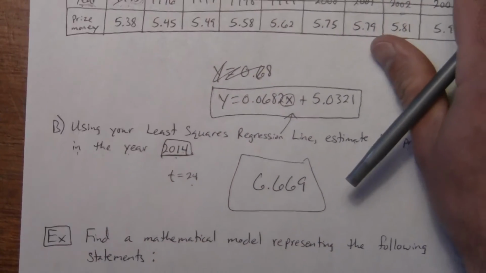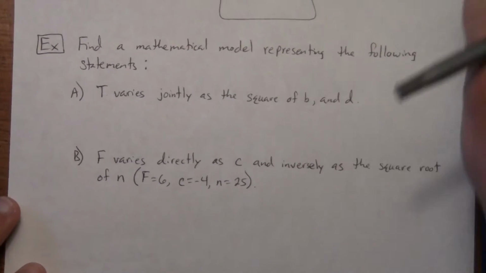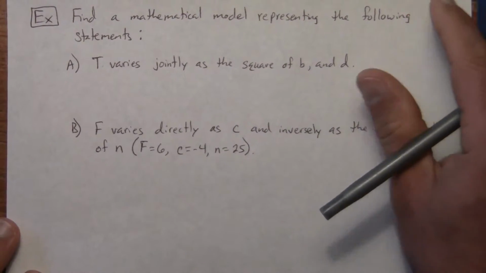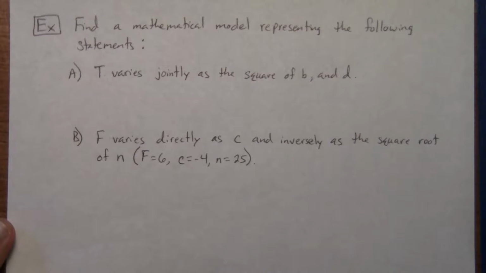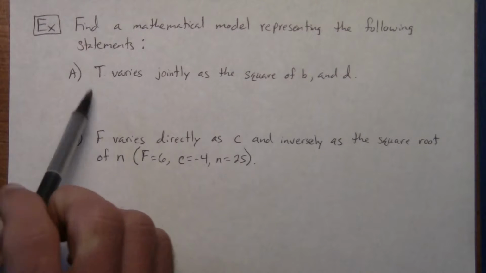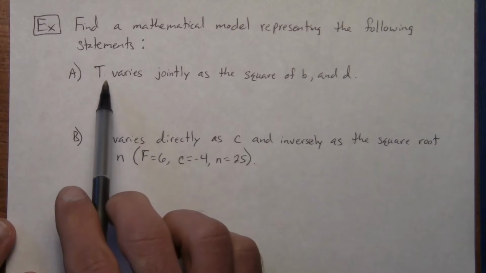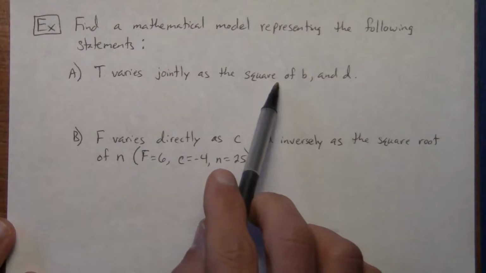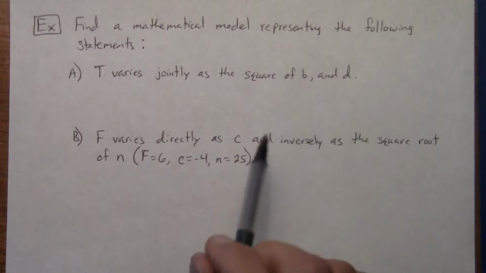All right, that was one type of problem. The other types of problems that you see, and you see quite a few of them, deal with finding a mathematical model to represent a statement. And you have one chunk of problems where they give you something like this. It just says t varies jointly as the square of b and d.